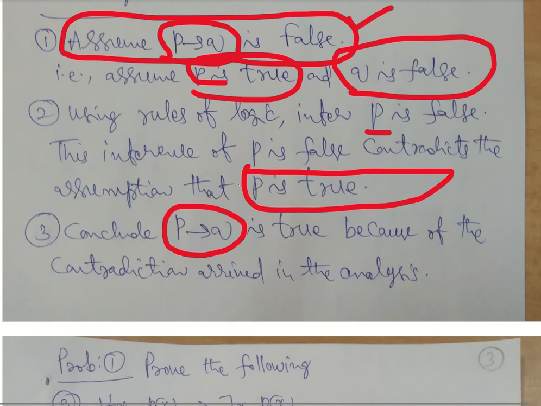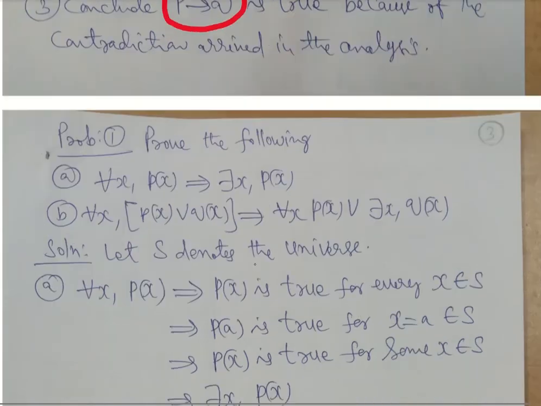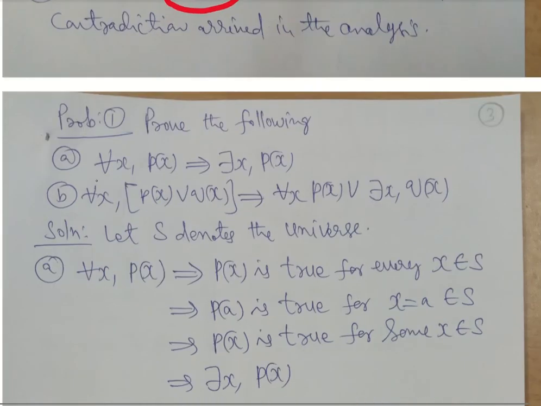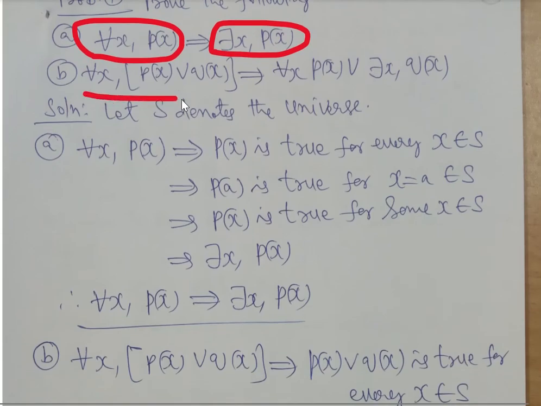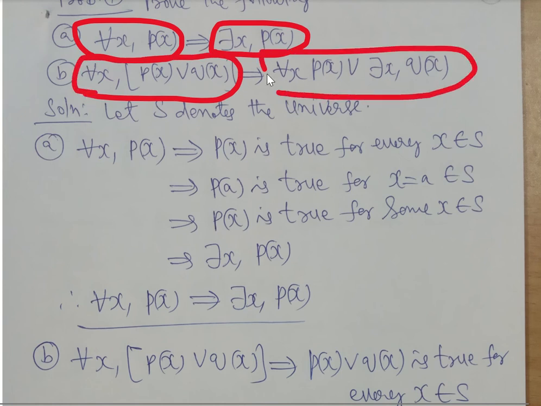So let us go into some examples where we can clear any doubts we might have. First, let us prove that for all x, P of x implies there exists x, P of x. Similarly, for all x, P of x or Q of x implies for all x, P of x, or there exists Q of x. We are just asked to prove this.